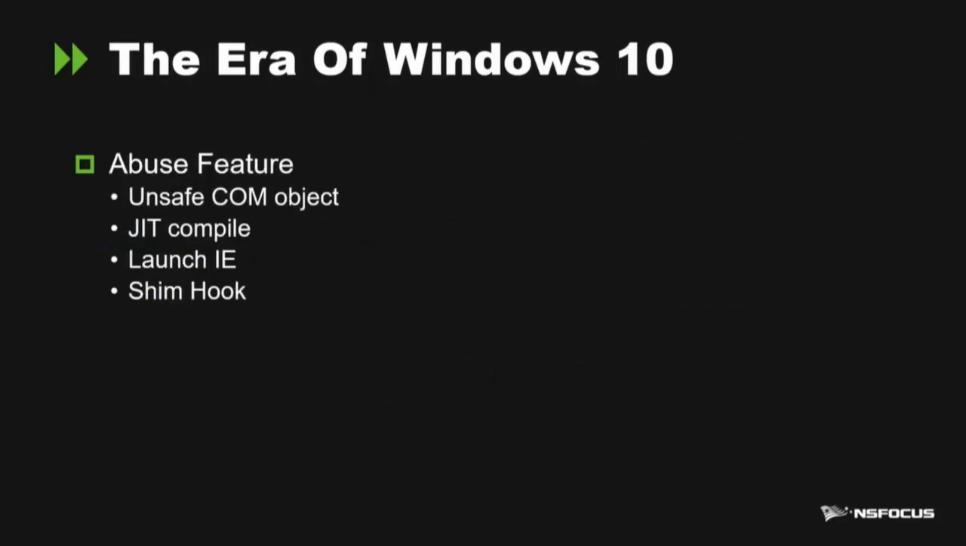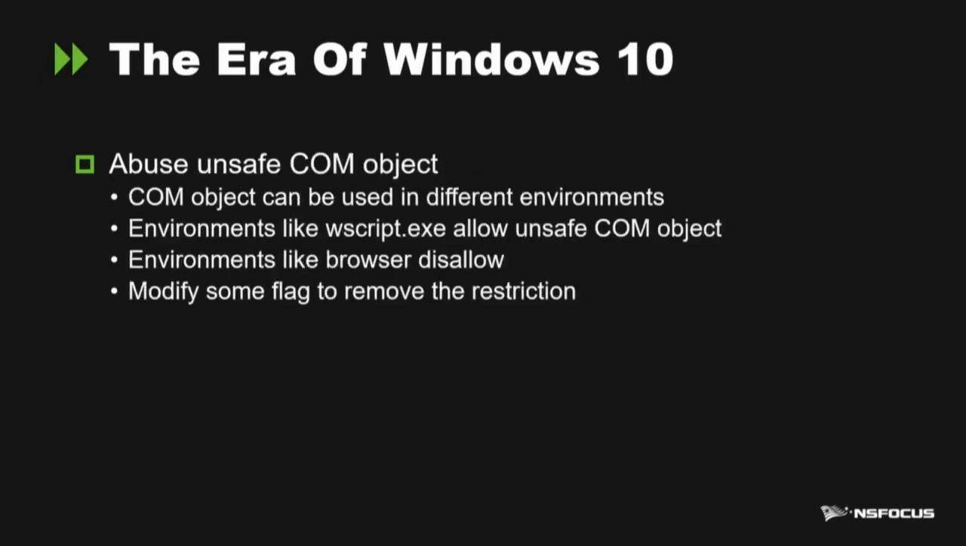So let's see the last type of mitigation bypass technique, that is to abuse features. I have reported 4 kinds of this technique. The first is to abuse unsafe COM objects. The second is to abuse JIT compile. The third is to abuse launching IE, and the last one is to abuse shim hook. Let's see them one by one.